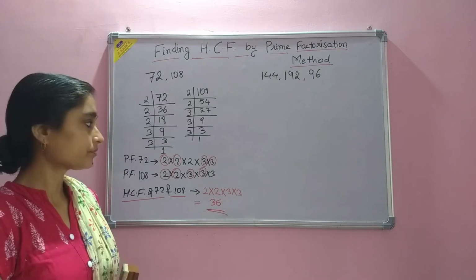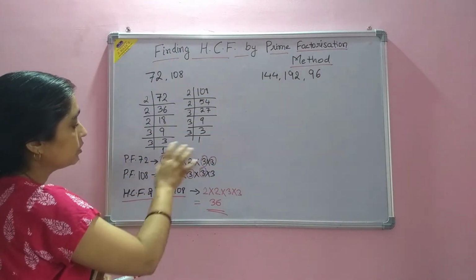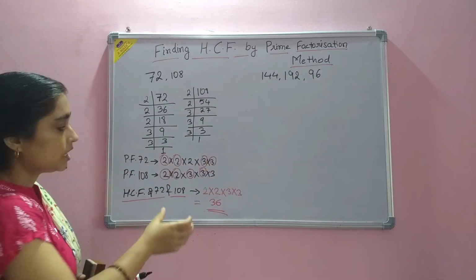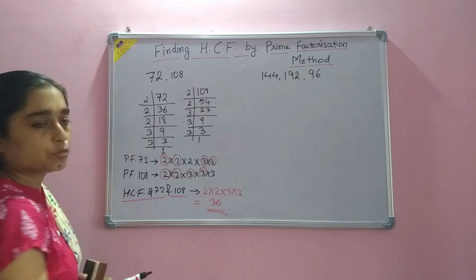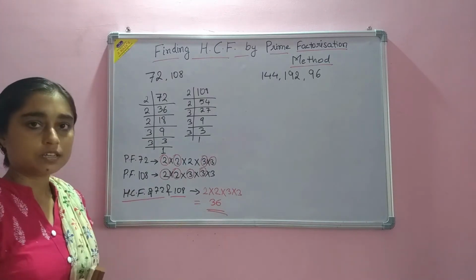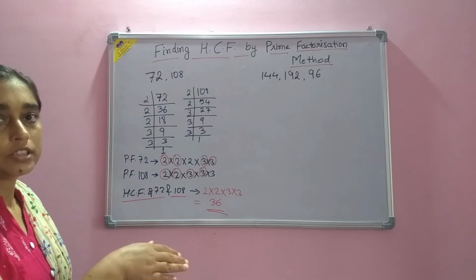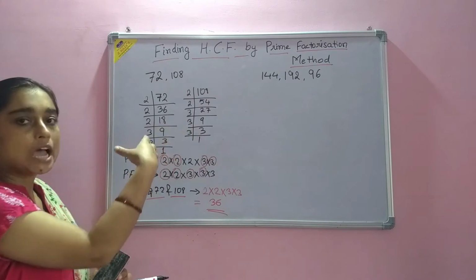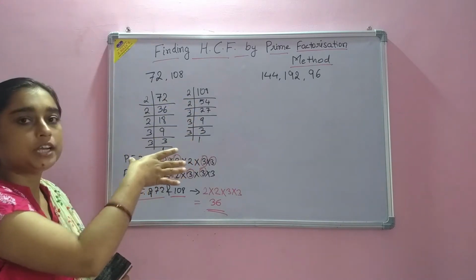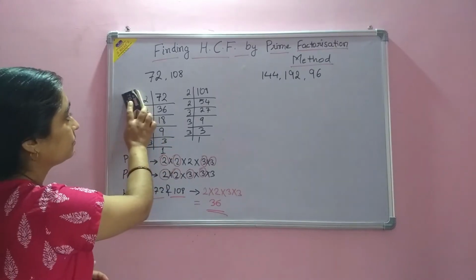Understood now? First we have found this one, then we have found this one, listed them out, then found out the common numbers in between and written them over here, multiplied, and that is the HCF. Understood? Now we will do this by another method. When we don't have to find out the two separately, we can find them together. Okay, see.